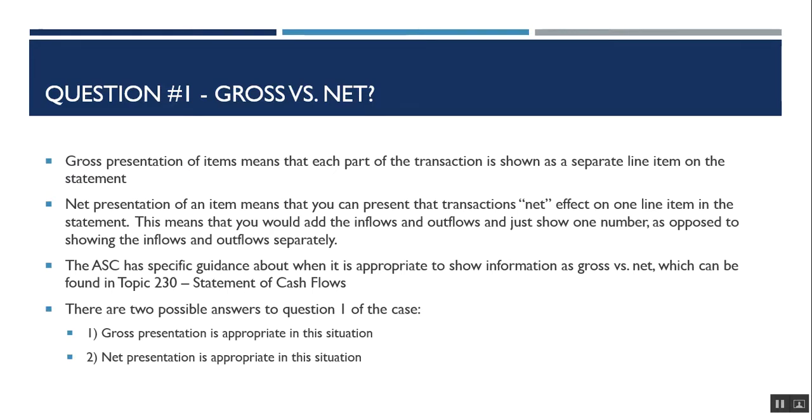So gross presentation of items means that each part of the transaction is shown as a separate line item on the statement. Net presentation of an item means that you can present the transaction's net effect on one line item in the statement. This means that you would add the inflows and the outflows and just show one number, as opposed to showing the inflows and outflows separately under the gross presentation method.